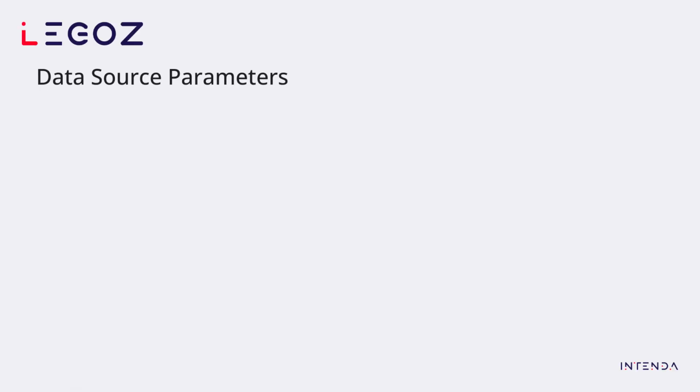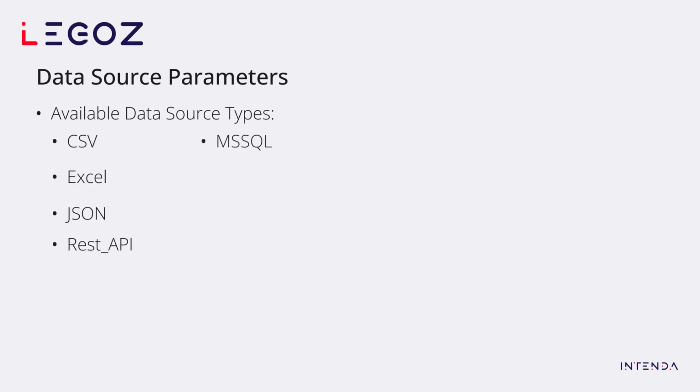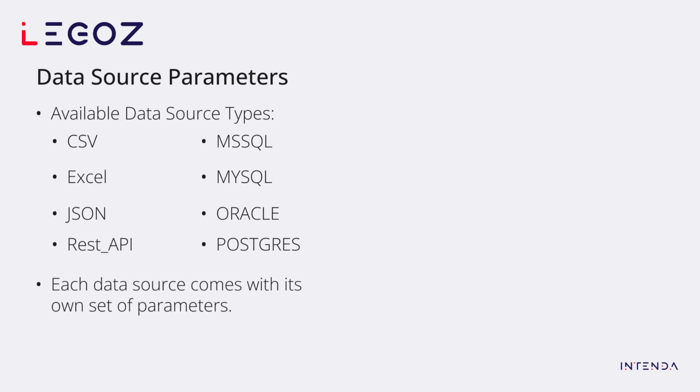To connect to a data source, Fraxes needs to understand the connectivity parameters for each data source. In this video, the focus is on an MSSQL data source type. However, there are over 200 data source types you can connect to. These include the following 8 included in the base configuration: CSV, Excel, JSON, REST API, MS SQL, MySQL, Oracle, and Postgres. Each data source might request a different set of parameters to establish its connection with the source.